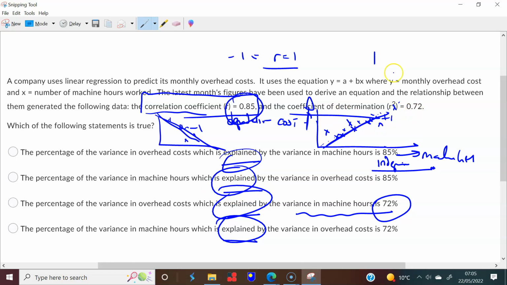Okay, great stuff. And so we're saying there's a 72% chance that the variance in the overhead costs is caused by the machine hours.